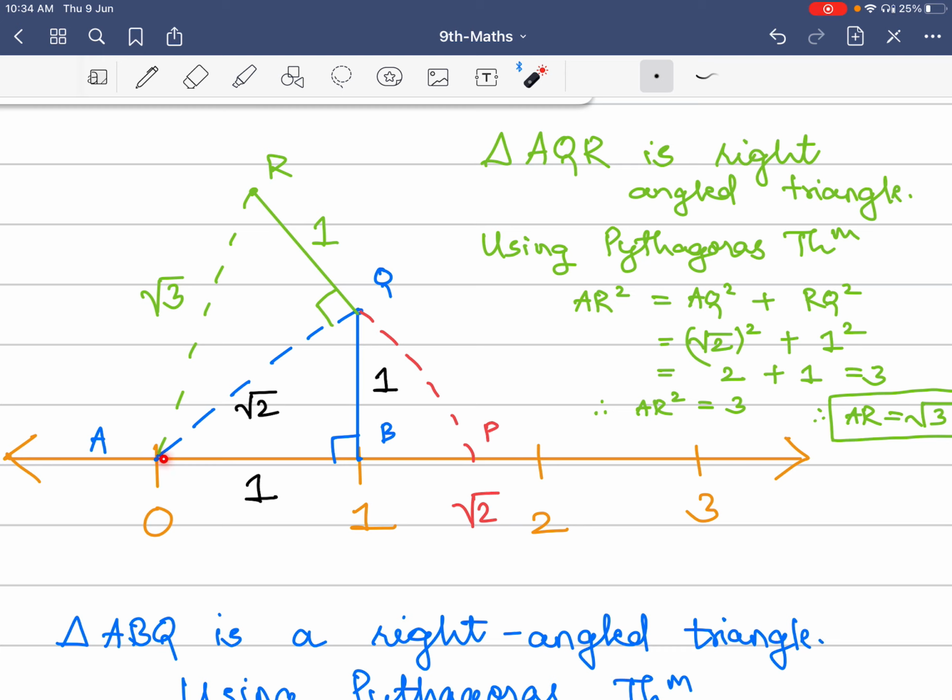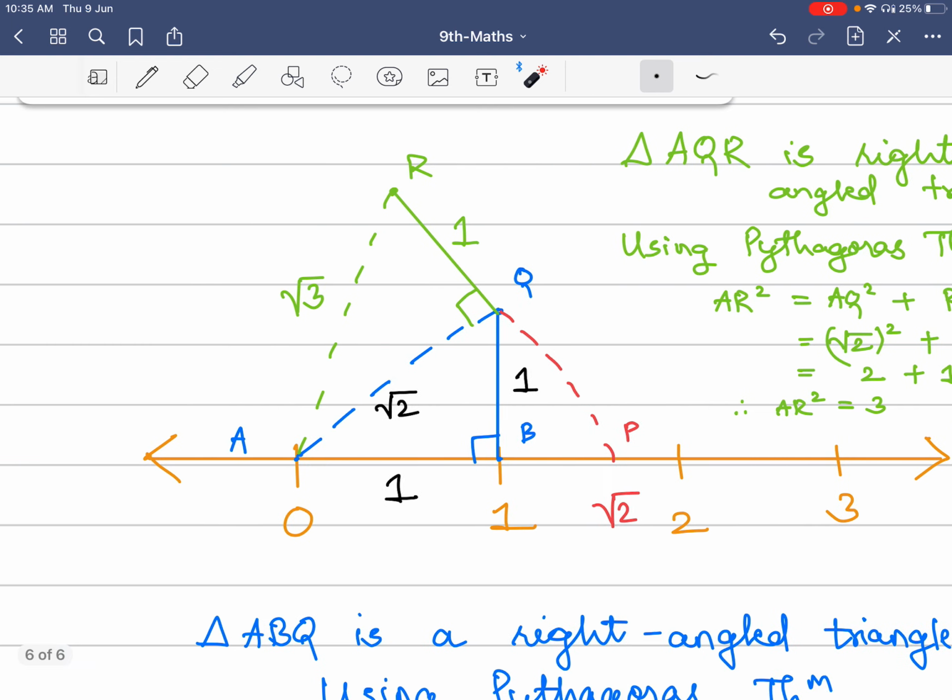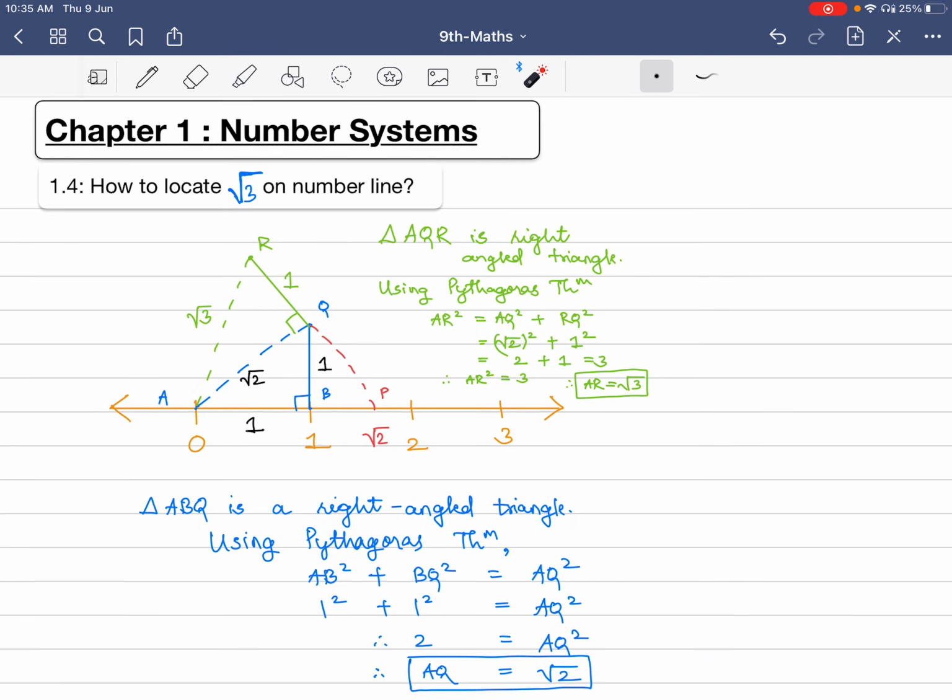We are going to take A as our center and length of our compass is equal to AR, and we are going to draw a circle which goes and intersects the number line. Once again you have to imagine a huge circle, with A as its center and AR as its radius. The length of the radius is equal to root 3.